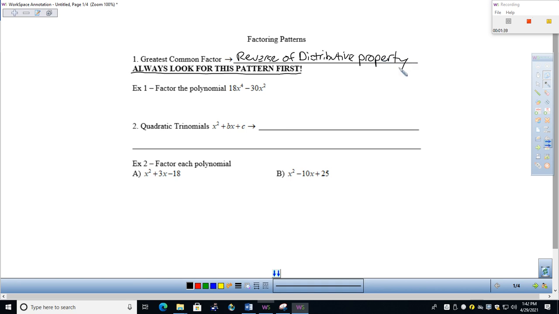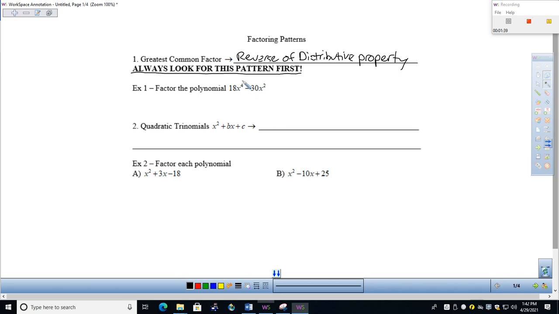And just an example to get us going here. So to factor the polynomial 18x to the fourth minus 30x squared. And this is written in what we would call standard form. It is the difference of two binomials. And so what we are going to do is manipulate this expression and rewrite it into factored form. Factored form means a product, essentially, multiplication. So we're going to write this expression as a product of its factors.